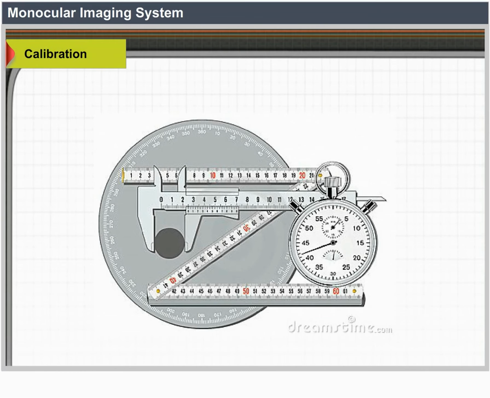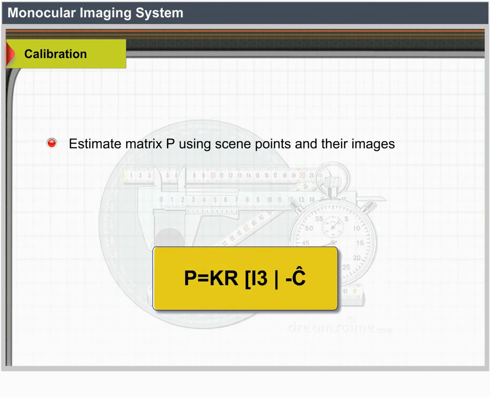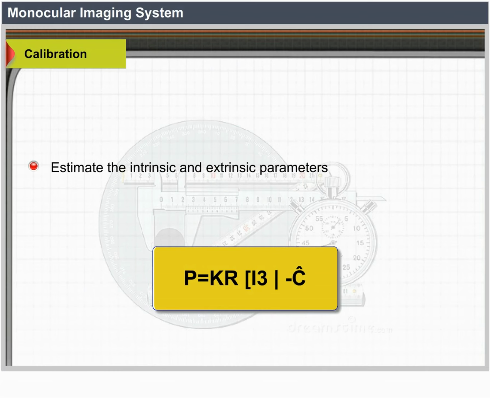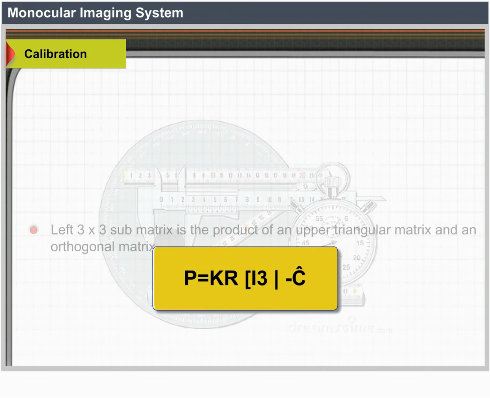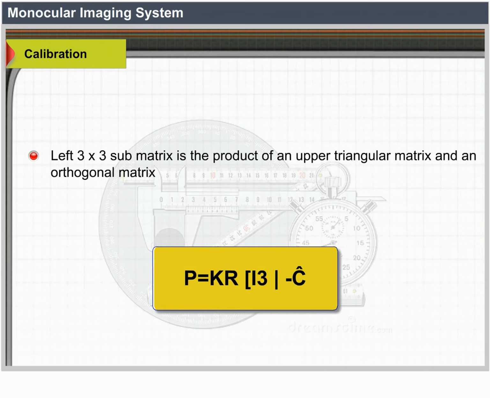Calibration. Estimate matrix P using scene points and their images. Estimate the intrinsic and extrinsic parameters. The left 3 by 3 submatrix is the product of an upper triangular matrix and an orthogonal matrix. P equals KR times the matrix [I3 | minus C tilde].